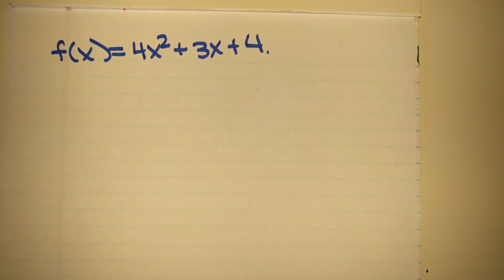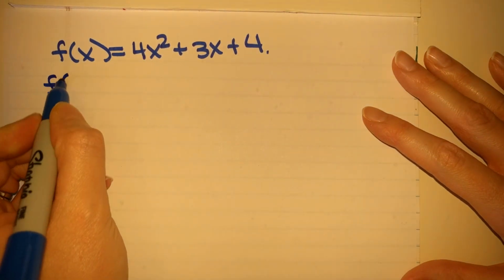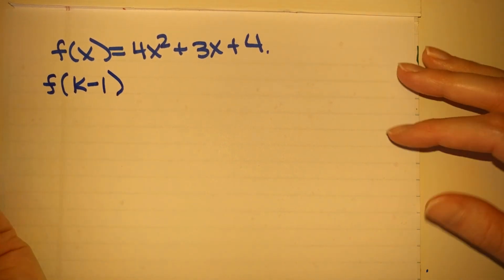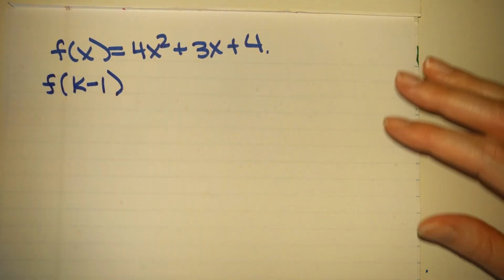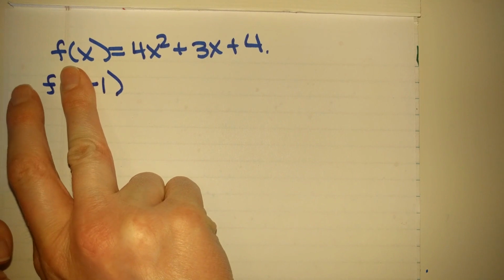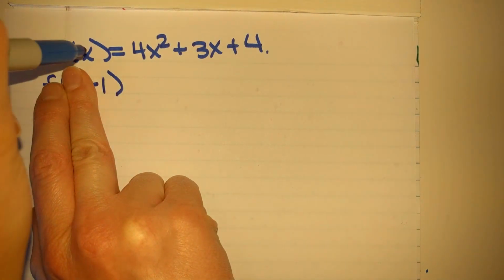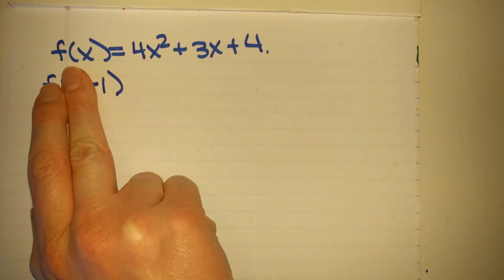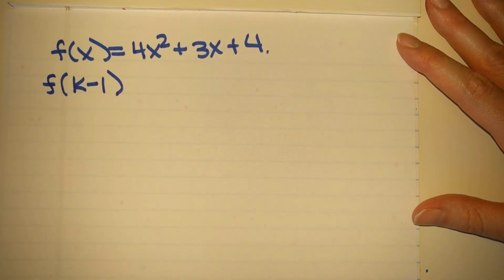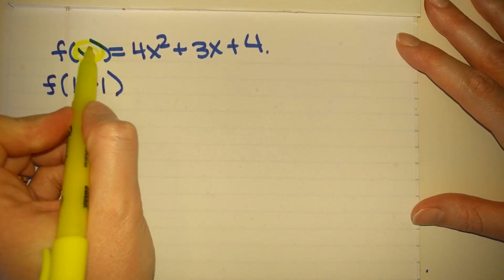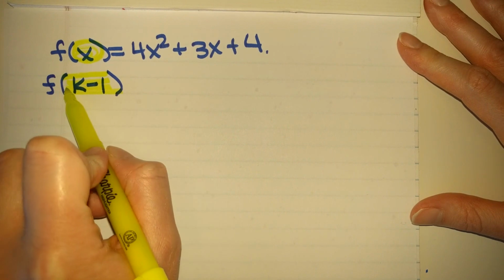Right, so here they give us a function and then they ask us to find f of k minus 1. In this situation, if it was just f of -1, you wouldn't really blink an eye. You would just plug in -1 everywhere that you have an x. So the same thing is going to happen here. We are going to replace our x's with parentheses k minus 1.